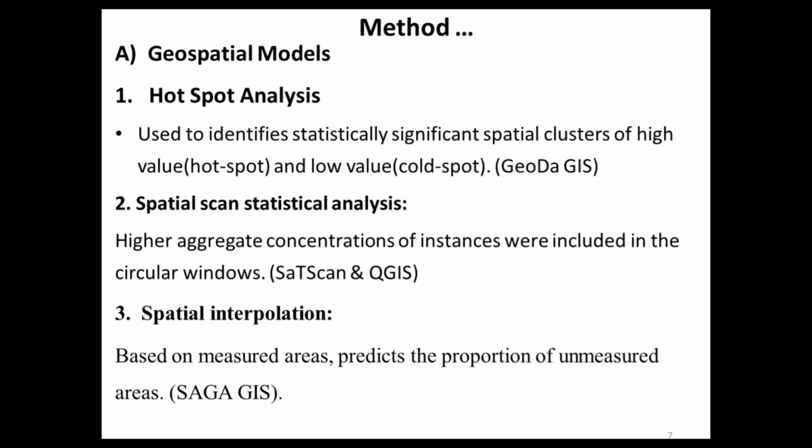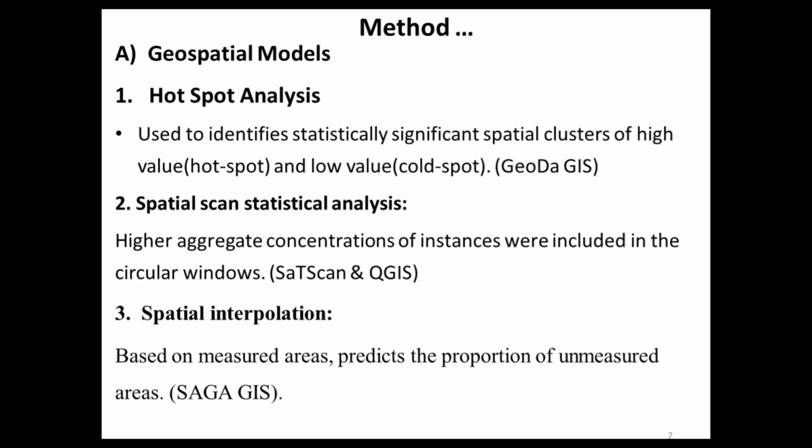The next is spatial scan statistic analysis. The spatial scan statistic identifies higher aggregate concentrations of cases included in circular windows. For this analysis, I used both QGIS and SaTScan. Based on circular enumeration areas, the number of cases and the number of samples in the enumeration area, the higher burden or higher concentration of cases is found in the circular windows.